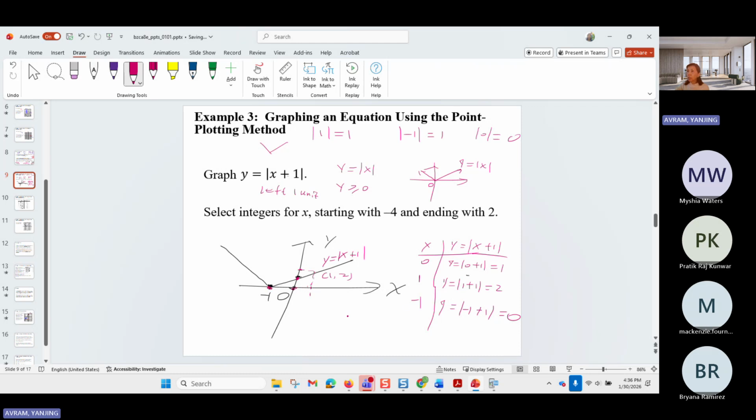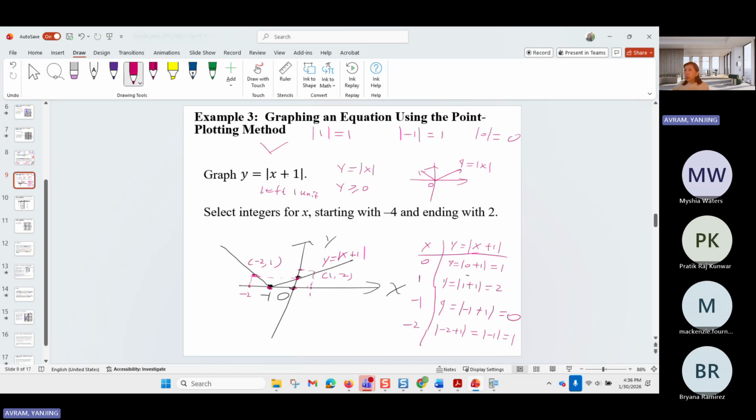So notice right here. All right, and I also need to have another point. When x equal to negative 2, y will be negative 2 plus 1, right? Negative 2 plus 1 will be negative 1, but the absolute value will be 1. So when x equal to negative 2, this one will be 1. So this will be negative 2 and 1. All right, and then you can connect all these points together, and that is the graph in here.